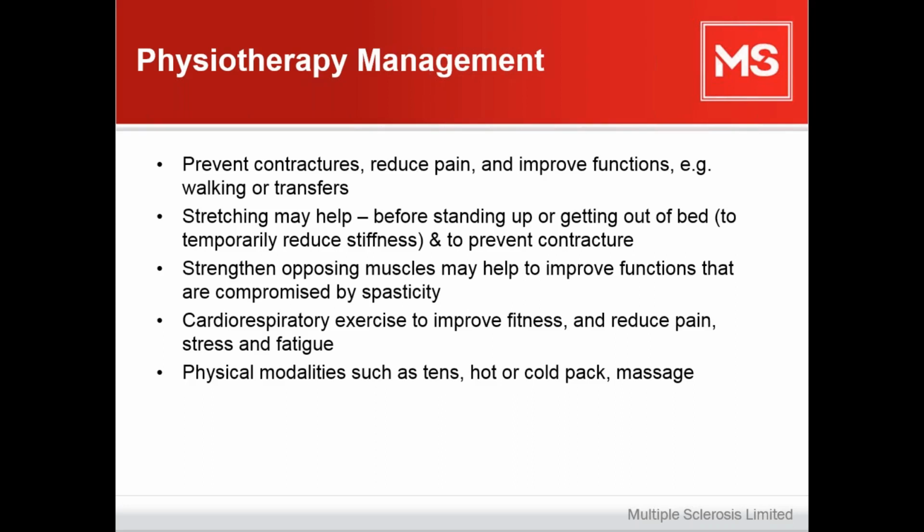Cardiorespiratory exercise, so exercise that makes you huff and puff, is a good idea because it improves fitness and can reduce pain, stress and fatigue, which are all things that can feed into making your spasticity worse. Some people also find benefit from physical modalities such as TENS machines, hot or cold packs, depending on how it affects you, and massage to help manage all those symptoms.